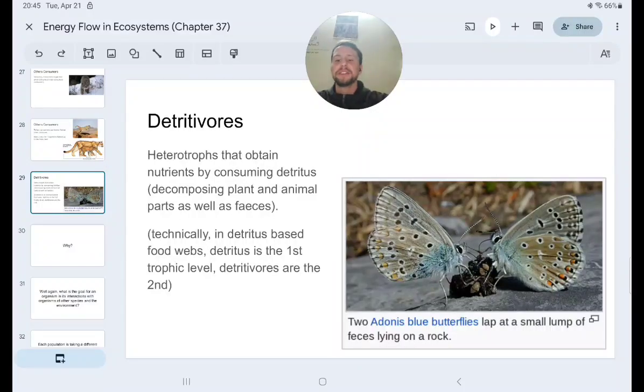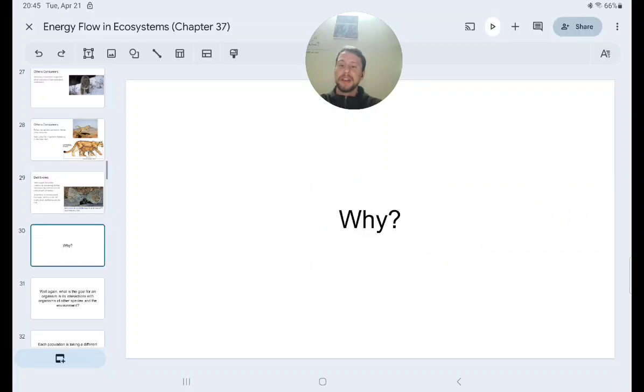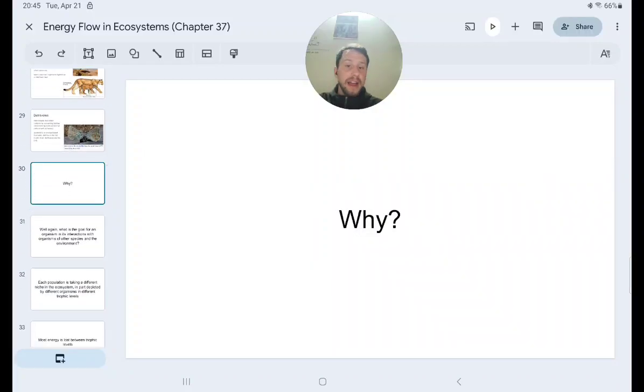Detritivores break up detritus, or the dead material, and use that for energy. And of course, they can be consumed too. So they're part of the food web as well. Aren't those beautiful butterflies? Oh, don't look at what they're eating. Oh no.